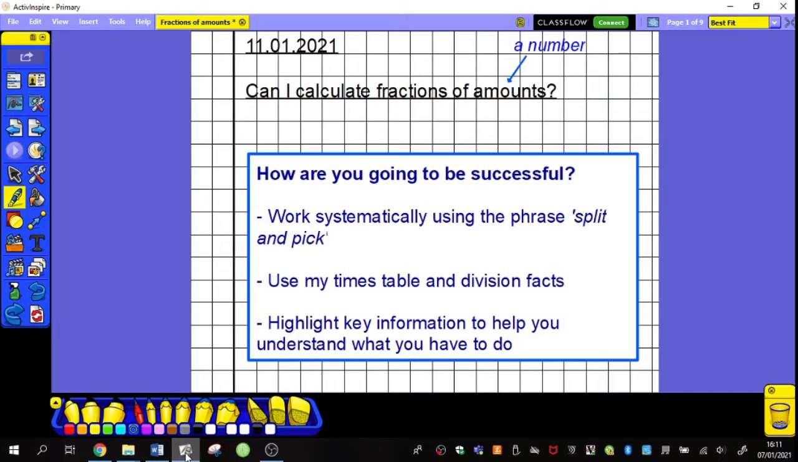Okay, today we're going to be calculating fractions of amounts. So amounts is just a fancy word for a number or a whole number. So we're going to be calculating fractions of whole numbers.